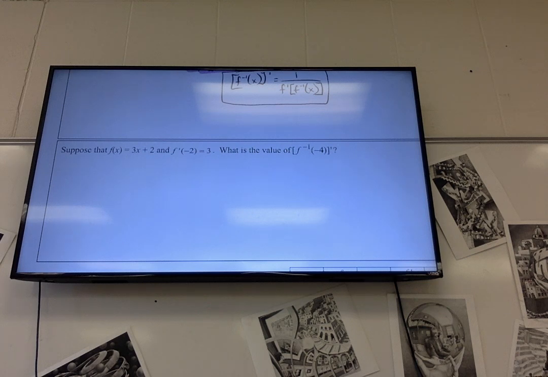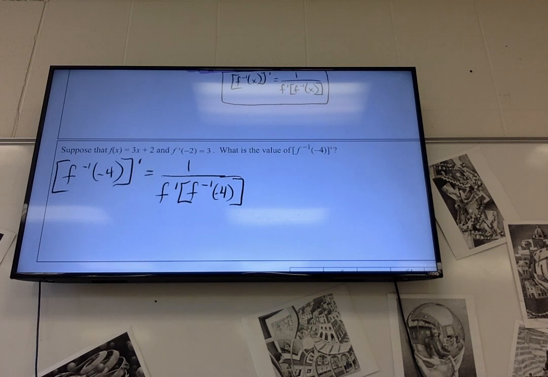Okay. So it gives you F of X on the next one and F prime of negative 2. And we want to find the value of F inverse of negative 4 prime. So the derivative of that would be 1 over F prime of F inverse of negative 4. Something else to look out for: we have F inverse of negative 2, not negative 4. But we can figure it out.